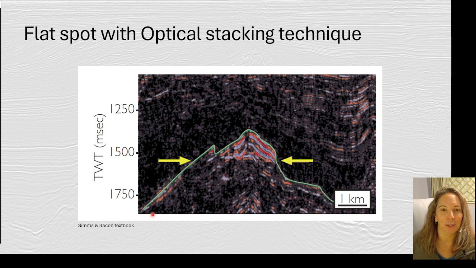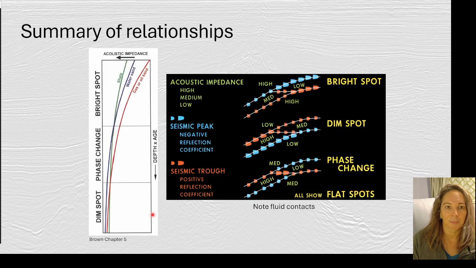You can also use the optical stacking technique to bring out these flat spots a little bit better. Instead of stacking a bunch of time slices like we talked about in module 2, I think it was, you could stack vertically. You can imagine you're peering through a semi-transparent reservoir, and that flat spot and the turn off of those bright amplitudes might become more apparent in an optical stack than in just one inline or vertical section.